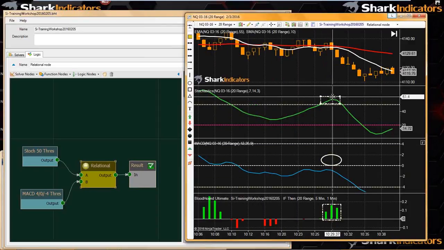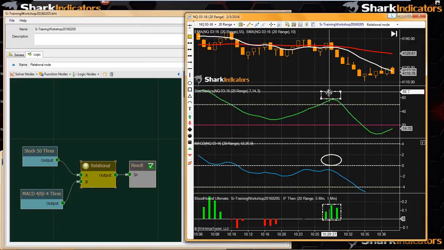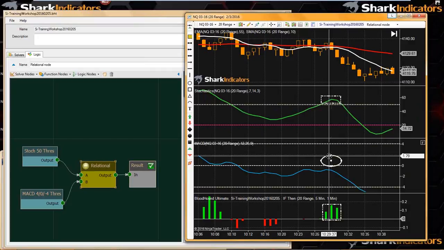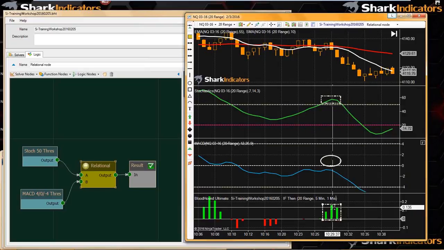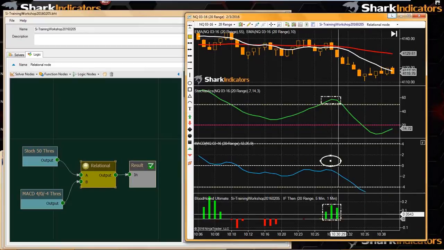So we can see that the stochastic is above 50, so the stochastic has a long output. The MACD is below 0, so there is no long output. So the long output is 0. What we're doing is taking A, this long output, minus the MACD, which is 0. And so this is the output that we're left with. Basically it's the output for A minus the output for B, and this is what we're left with.